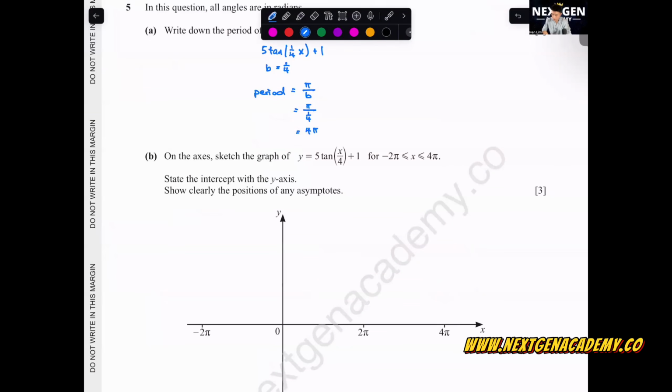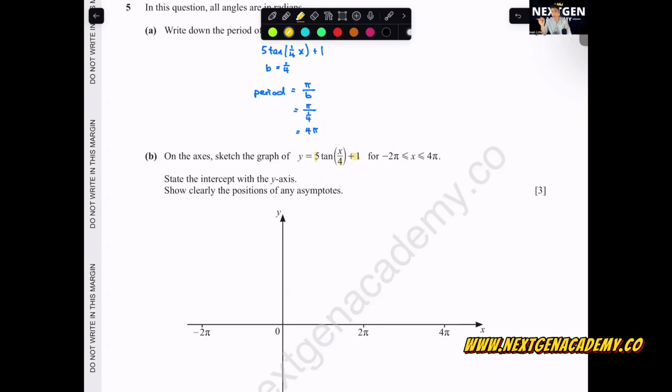Okay, next one. On the axis, sketch the graph of y equals 5 tangent x over 4 plus 1 for negative 2 pi to 4 pi. State the intercept with the y-axis, then show clearly the positions of any asymptotes. Okay, we have 3 values that we want to look at over here: 5, 1 over 4, and plus 1. What do we need to do?